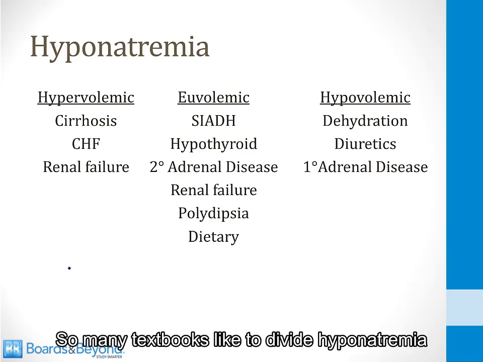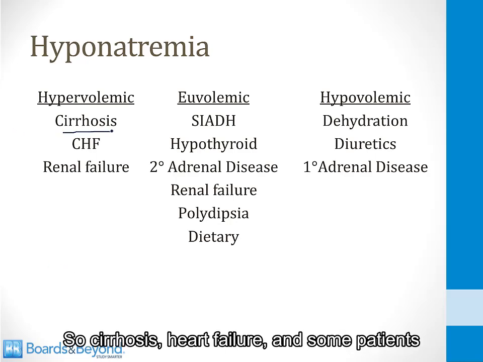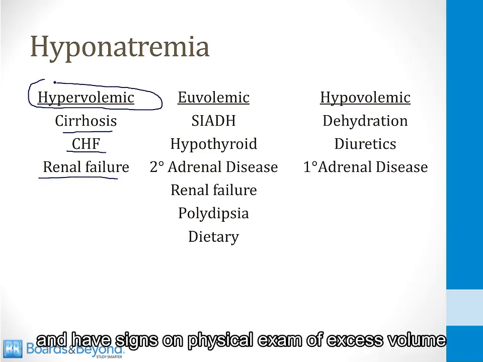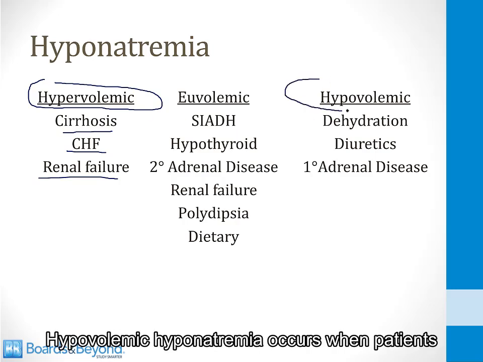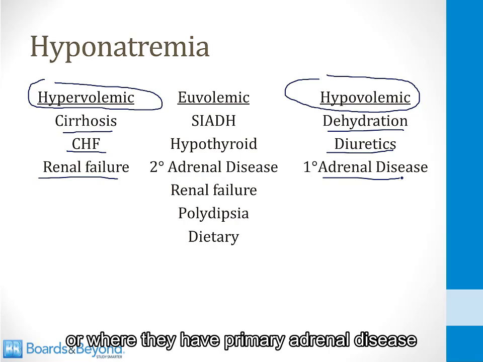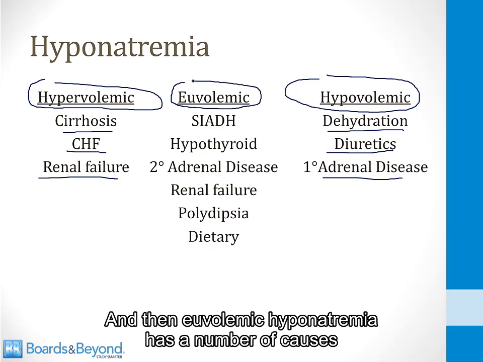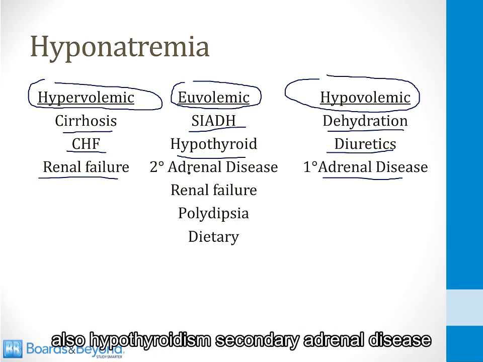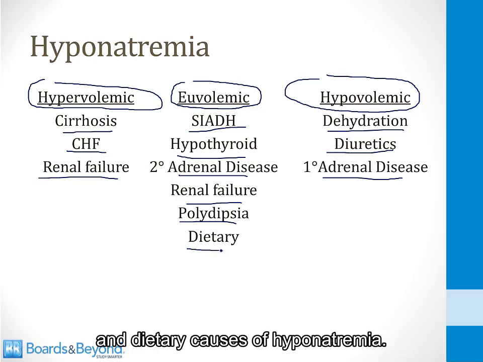So many textbooks like to divide hyponatremia by the volume status of the patient. So I've done that for you on the slide here. Cirrhosis, heart failure, and some patients with renal failure can be hypervolemic and have signs on physical exam of excess volume, like lower extremity edema and crackles and increased jugular venous pressure. Hypovolemic hyponatremia occurs when patients are dehydrated, when they're on diuretics, or when they have primary adrenal disease where they have lost their aldosterone secretion by the adrenal gland. And then euvolemic hyponatremia has a number of causes, including SIADH, which we talked about as a diagnosis of exclusion, also hypothyroidism, secondary adrenal disease, some patients with renal failure, and finally polydipsia and dietary causes of hyponatremia.